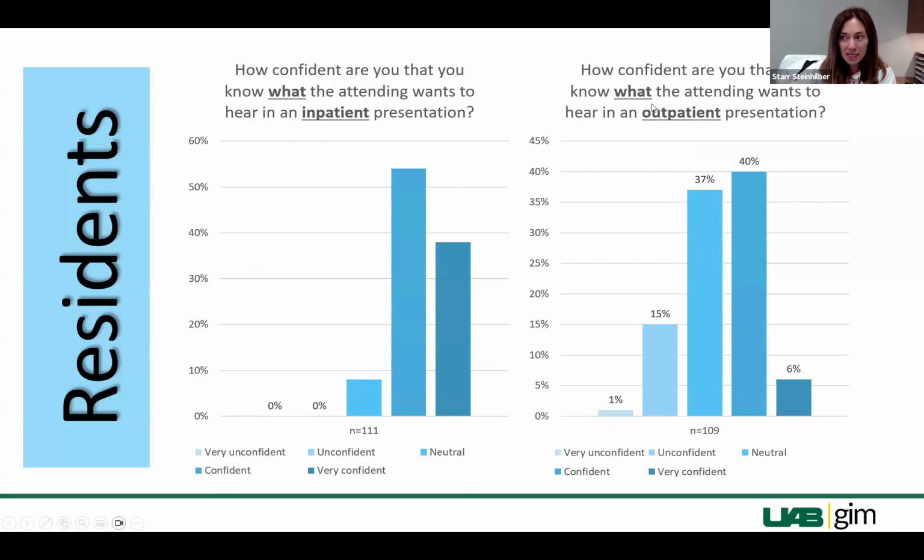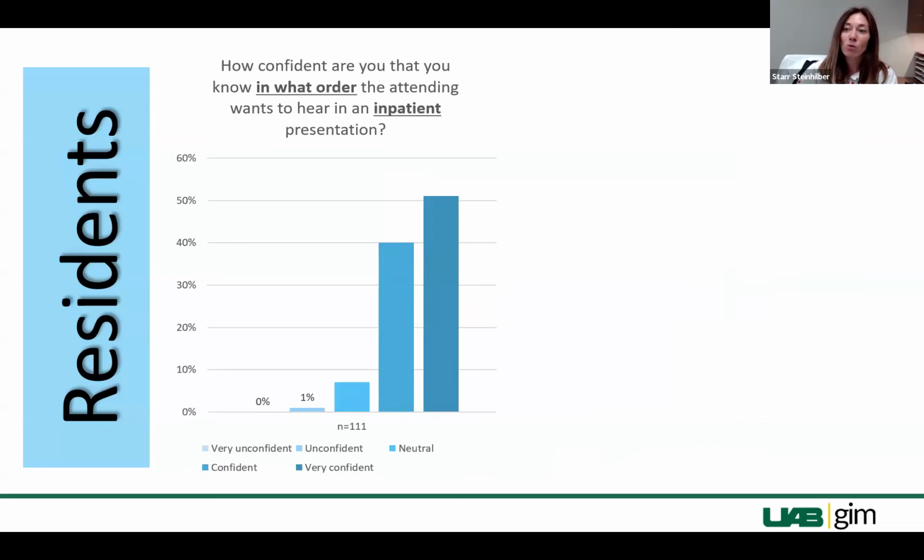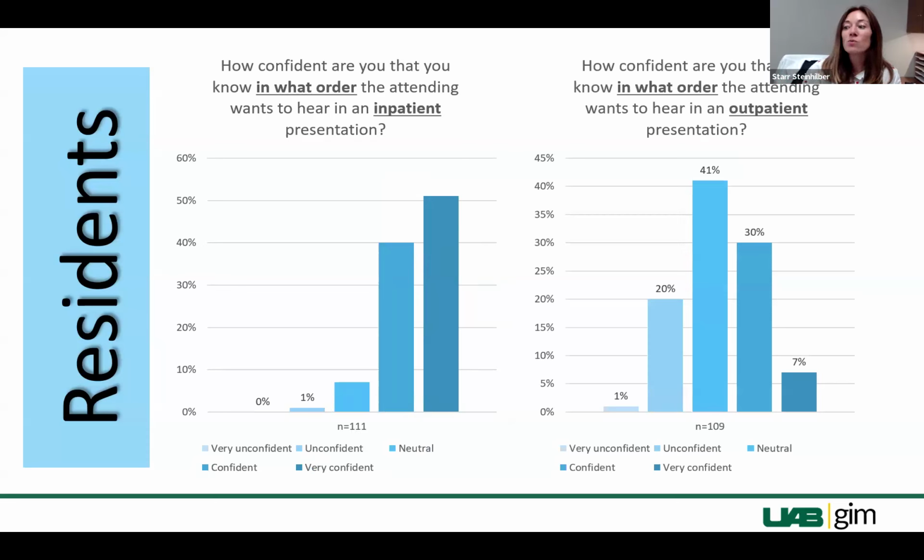How confident are you in what the attending wants to hear, outpatient? Not as much. So it skews to the left, back to the middle, not as confident. And then how confident are you in what order they want to hear inpatient? So what comes next? First is HPI, then is past medical, and everyone seems to have that. I'm sorry, I couldn't get the key to line up, but right is more confident. And then same, it skews more left when we ask them, do you know what order to tell us things in an outpatient presentation? And they said, not as much, less confident or neutral.